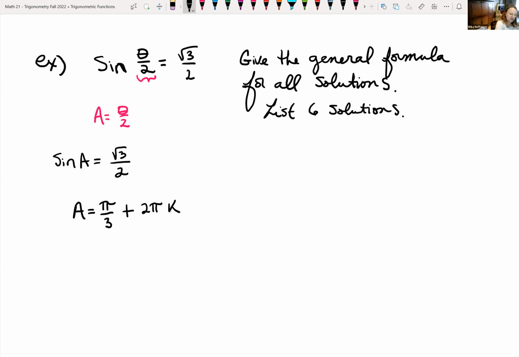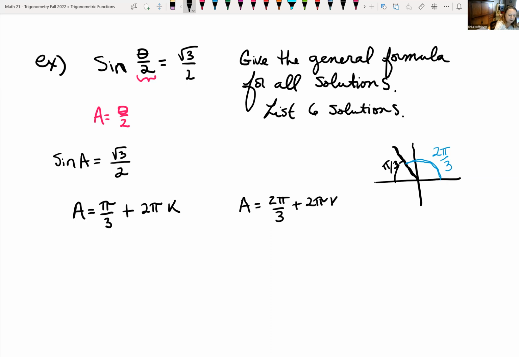So also, though, there's another value of A for sine that gives us back positive √3/2. And that is, sine is also positive in the second quadrant. And so thinking about pi thirds as our reference angle in that second quadrant, and thinking about what angle from standard position to that terminal side would give us the reference angle of pi thirds, it is 2 pi thirds. So we can say that A is also equal to 2 pi thirds plus 2 pi k.